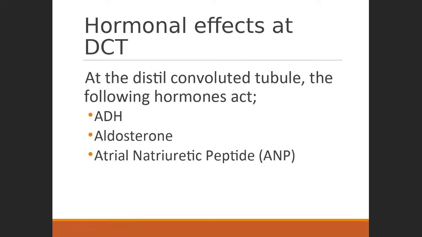And then lastly, we had ANP, which is a direct antagonist to our ADH secretion, blocking any water reabsorption at our collecting duct, causing increased volumes of more dilute urine to be produced.